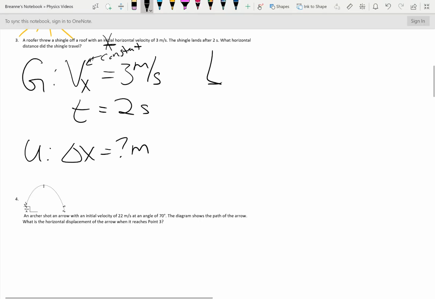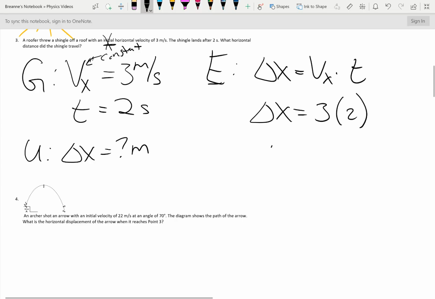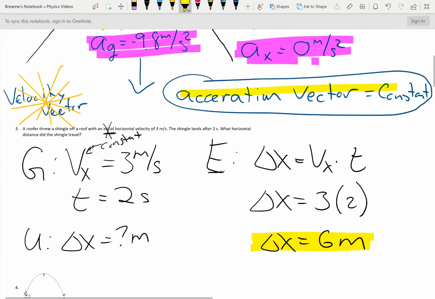So we look at our equation sheets. You'll see that delta x equals Vx times time. Now remember, this is the only equation in the x direction. So you get 6 meters. There we go. That is our answer. I forgot to highlight this answer.